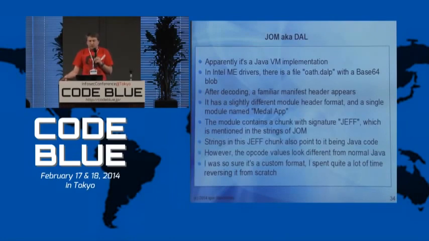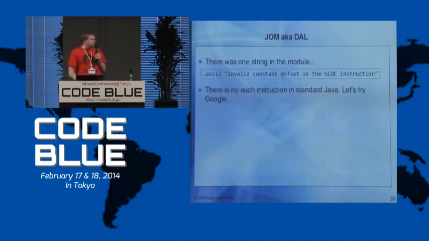So I looked at the opcode as well, but apparently opcodes are quite different from normal Java. So I decided to reverse this from scratch, from this format. I spent quite a lot of time on it. But then I came upon this line in the binary: invalid constant offset in SLDC instruction. And I thought, what is this SLDC instruction? I don't see it in the Java specification. So let's ask Google.